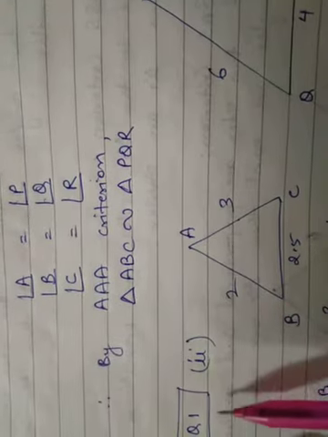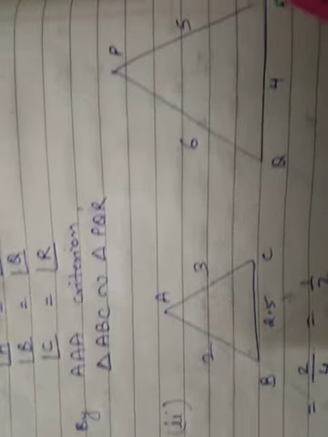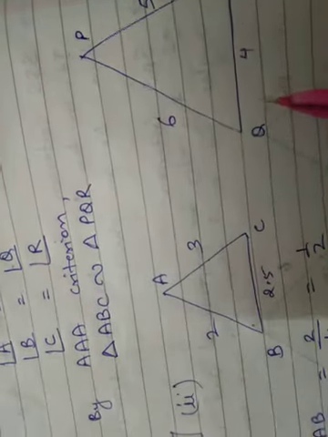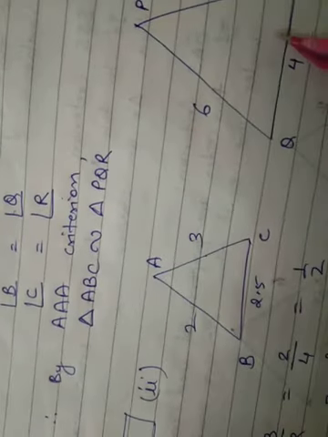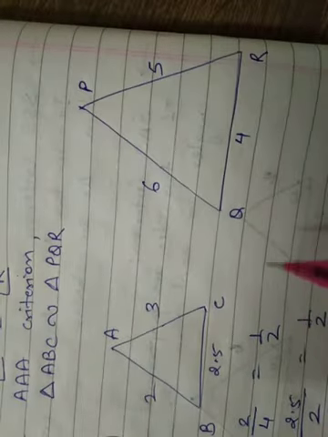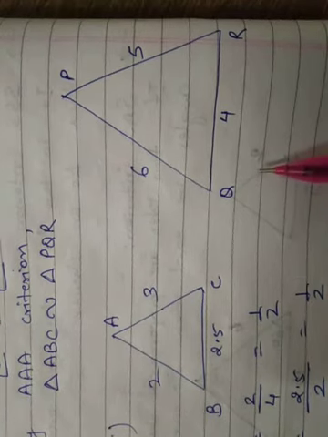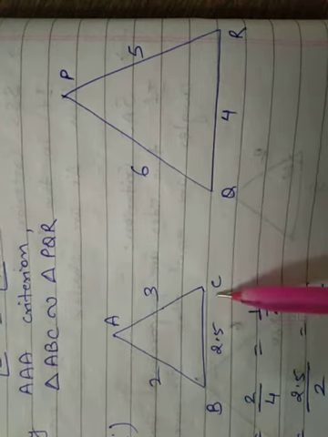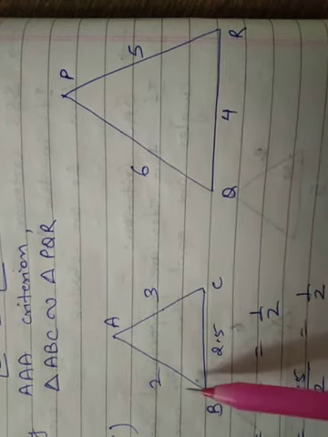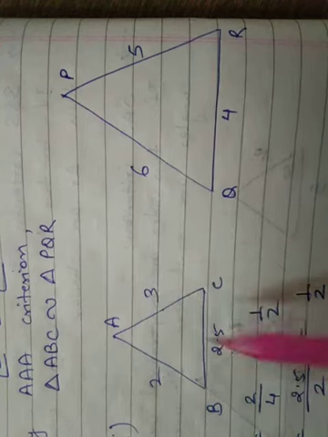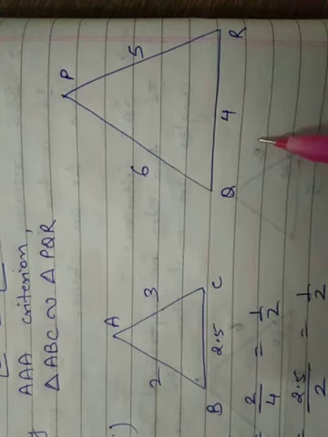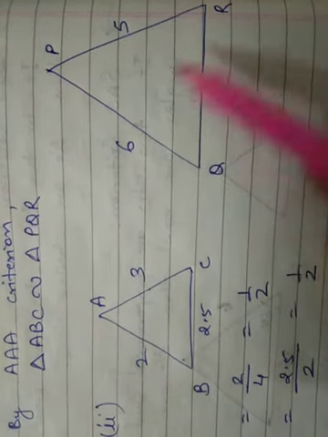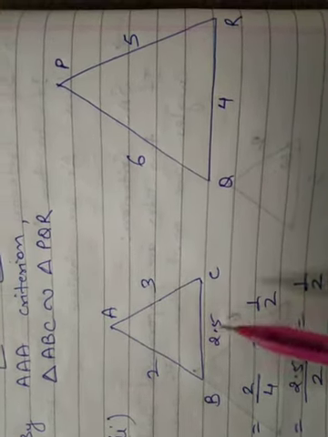Now, in a similar way, in main question 1 only, the second sub question, again they have given two triangles and they are asking whether the two triangles are similar to each other or not. So this is what they are asking. Now, one triangle is ABC, another is PQR, and the sides given here are 2, 3 and 2.5, 6, 5 and 4. Let us try to take ratios of some sides which we may feel would correspond to each other.